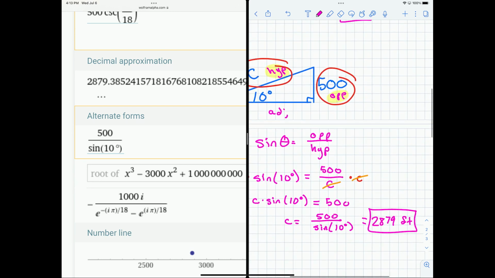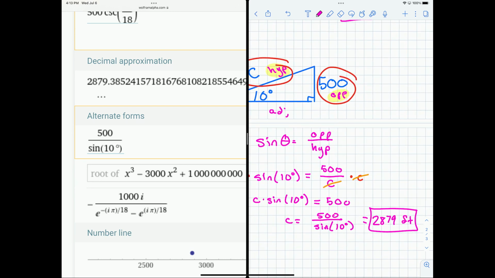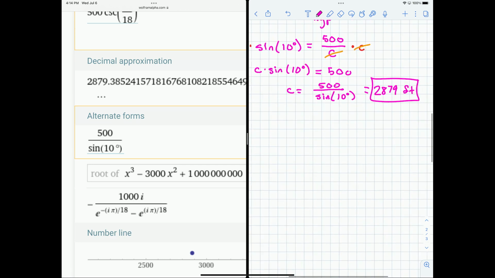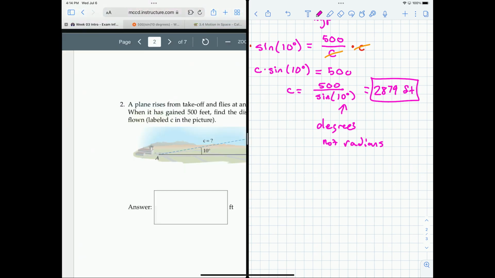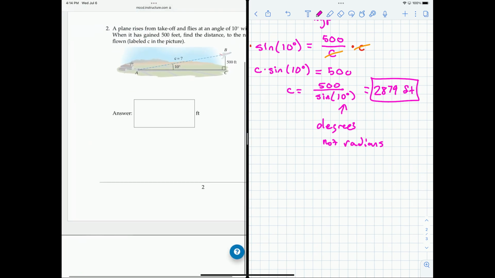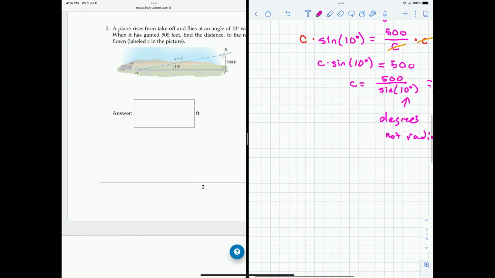So there we go. So be careful. That's all I have to say. Degree mode versus radian mode. Know the difference. All right. So that's number 2. So on to number 3.